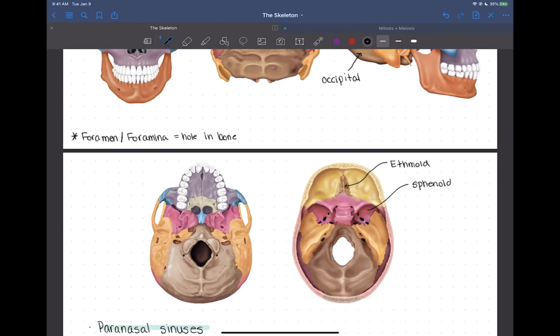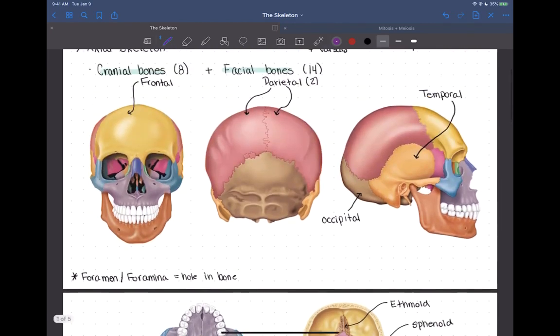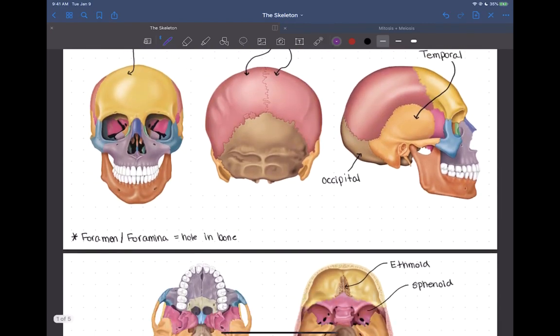Okay, so let's do our facial bones now, and I'll put these in a different color. Our facial bones, we're going to see most of those anteriorly. They make up the face, which is why they're called the facial bones. Our first facial bone is going to be the jawbone here, which is called the mandible.